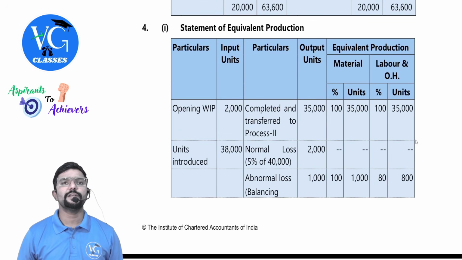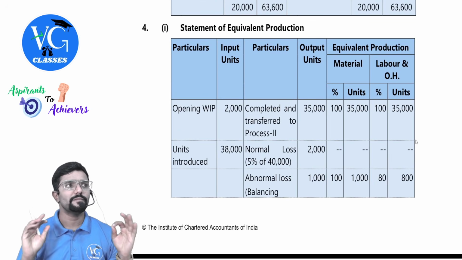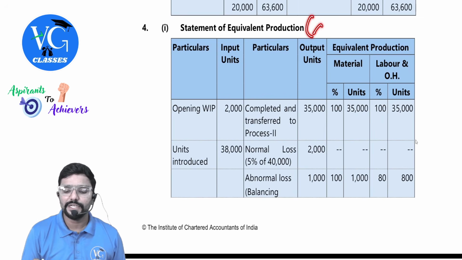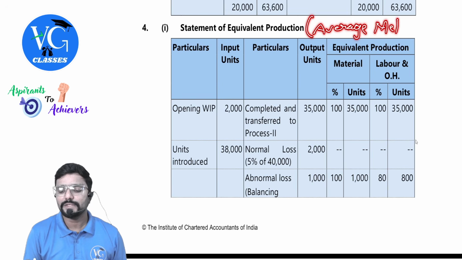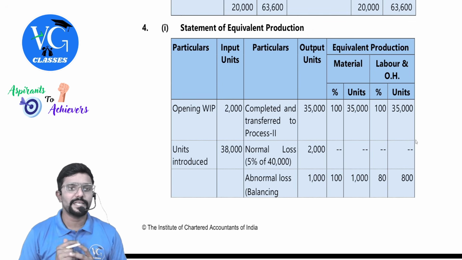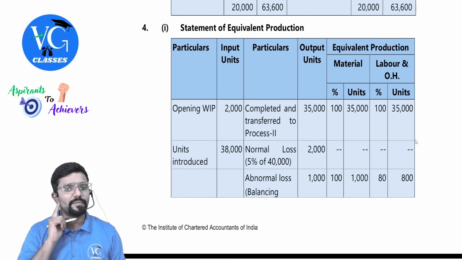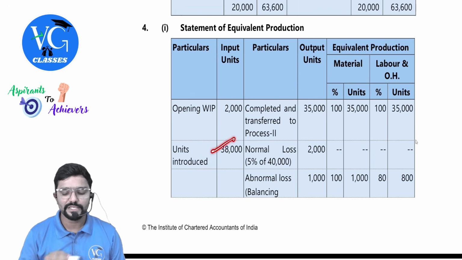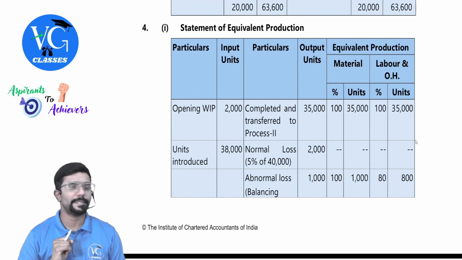Statement of equivalent production. Guys, keep the method in mind. Or else you can mention here as per average method, so that you will not miss out while calculating. Average method. Okay, first take the input. Opening WIP is 2,000. Units introduced is 38,000. So total is 40,000.